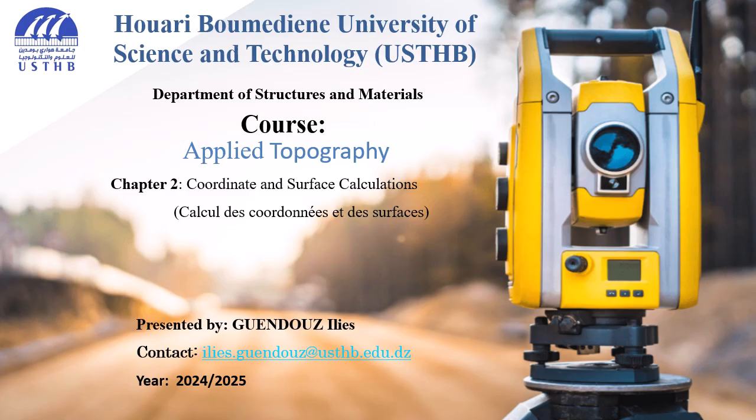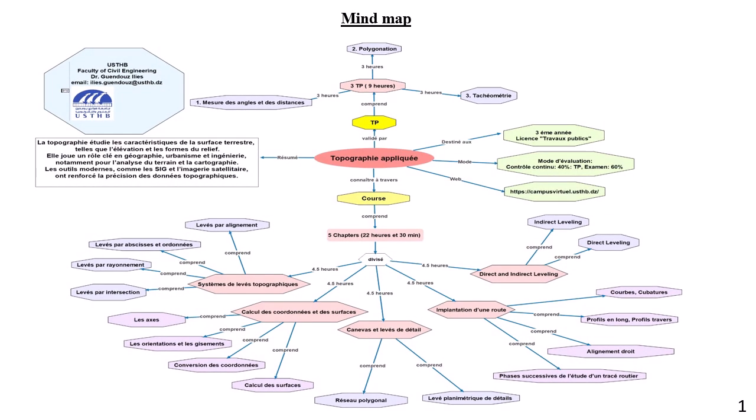Today we are gonna explore a section from the second chapter of applied topography, focusing on coordinate and surface calculations. Before we begin today's section, it's a good idea to revisit the mind map, which outlines the key concepts and structure of the course. As you know, this course has several important objectives, and in this video, we are gonna focus on just one part of it.